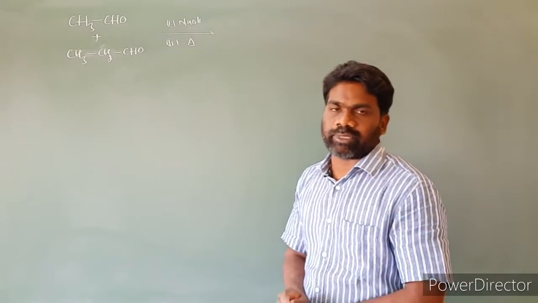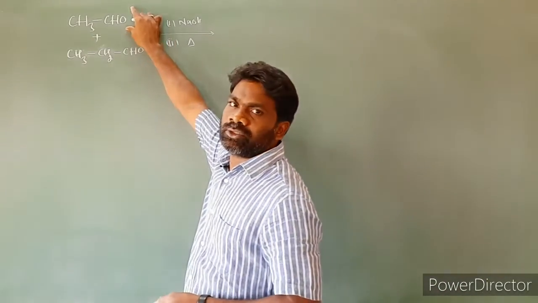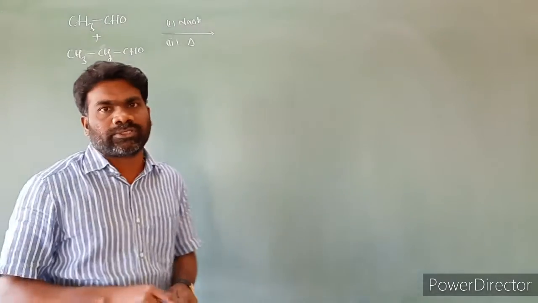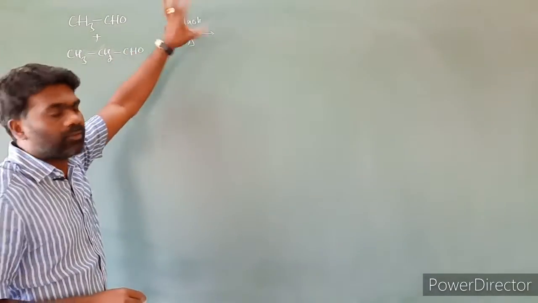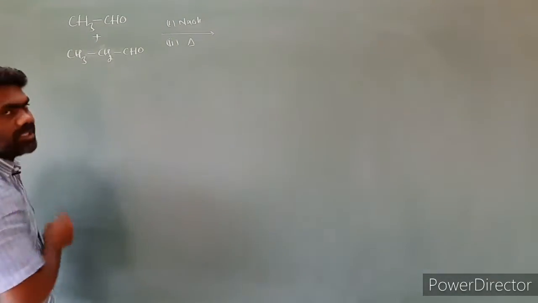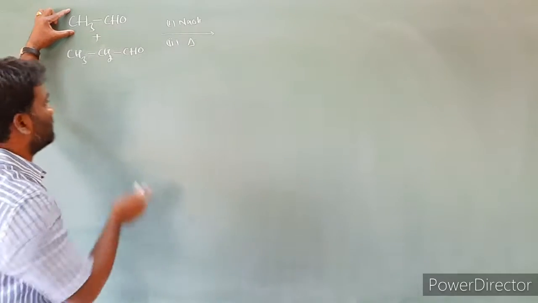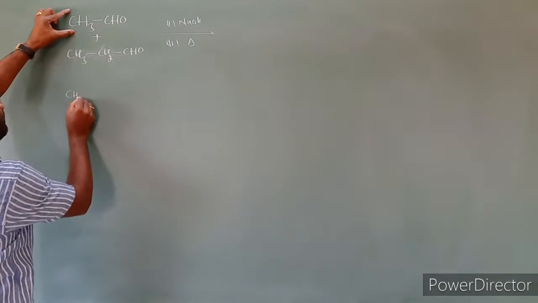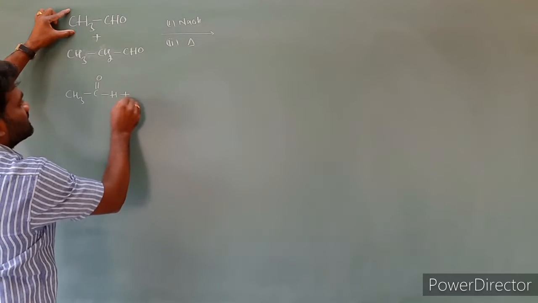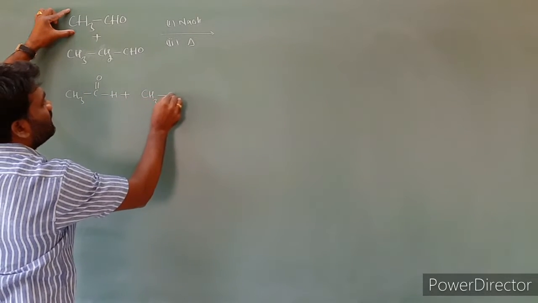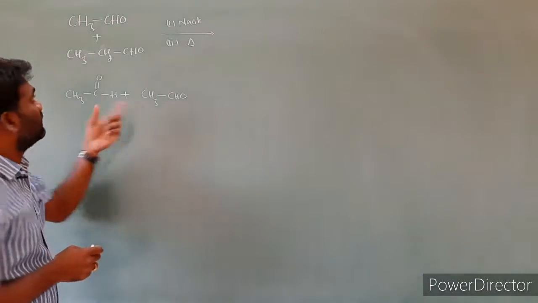What products can we expect? Here in total you get 4 products: 2 self-aldol products and 2 crossed aldol products. Then how do you write the products directly? We will go one by one. First we will write the self-aldol. What is a self-aldol? This aldehyde reacts with the same aldehyde molecule. I am writing CH3CHO plus the same aldehyde CH3CHO. This is the same aldehyde, a self-aldol product.